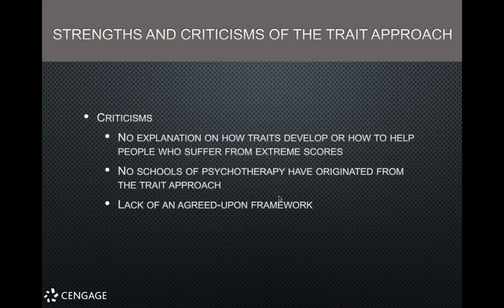The criticisms are that there are no explanations on how traits develop or how to help people who suffer from extreme scores. No schools of psychotherapy have originated from the trait approach. So, for instance, we have the existential school of thought, we have the psychoanalytic. We don't have something known as the trait school of thought. So, it's a lack of an agreed upon framework as well.